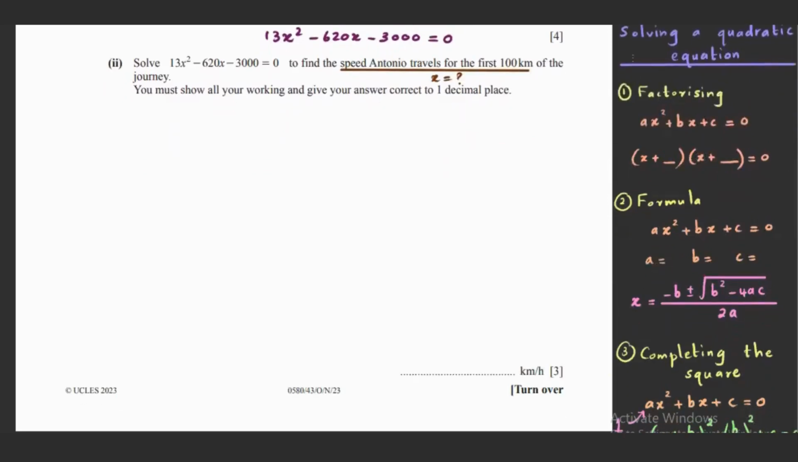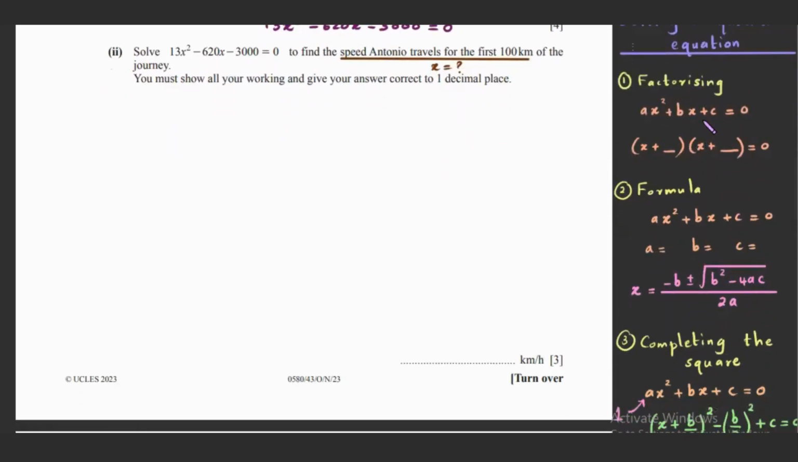To solve the quadratic equation, we can make use of the quadratic formula method, the factorizing method, or the completing the square method. But I'm going to make use of the formula method. So in this equation, the value of a is 13, b is minus 620, c is minus 3000. I'm going to substitute this into the formula to find what x is. So the formula is minus b plus minus the square root of b squared minus 4ac, and this entire thing should be over 2a.